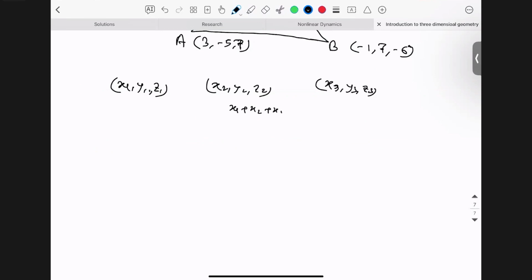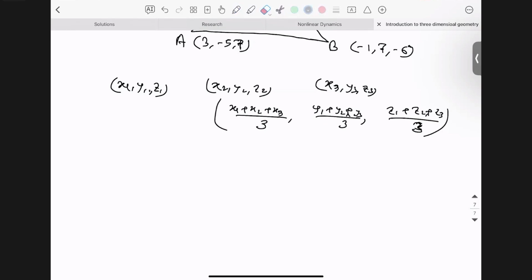x1 plus x2 plus x3 divided by 3, y1 plus y2 plus y3 divided by 3, z1 plus z2 plus z3 divided by 3. This will be the coordinate of the centroid of the triangle.